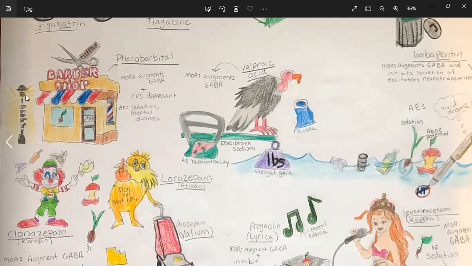So CNS depressant. Adverse effects are sedation. So we have a seed for sedation in the window. And then mental dullness, which is not really shown in the picture.